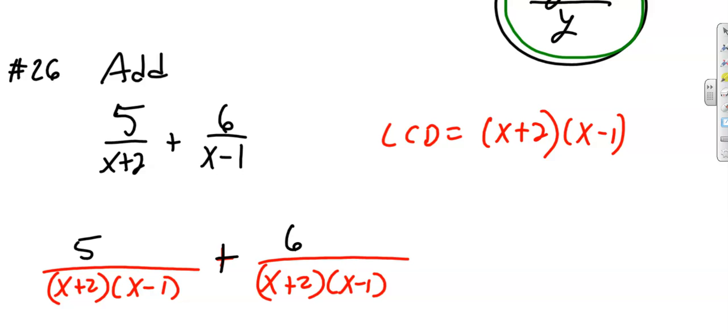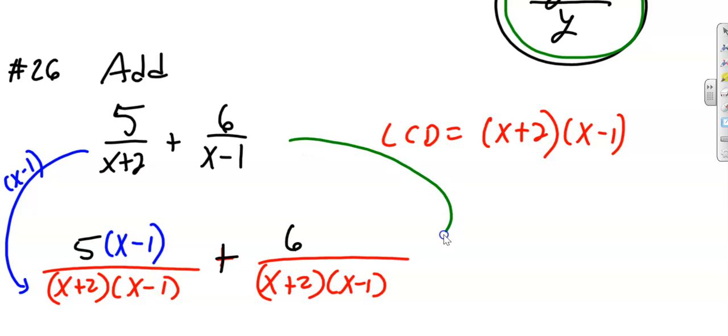Okay. With the first one, we had x plus 2. We put an extra x minus 1 in the bottom. So whatever you do on fractions, as long as they're equal and equivalent, whatever you do on the bottom, you have to do the same thing on the top. On the second one, same thing. We already had the x minus 1 on the bottom, so we multiplied in an x plus 2. We'll have to do the same thing on the top.